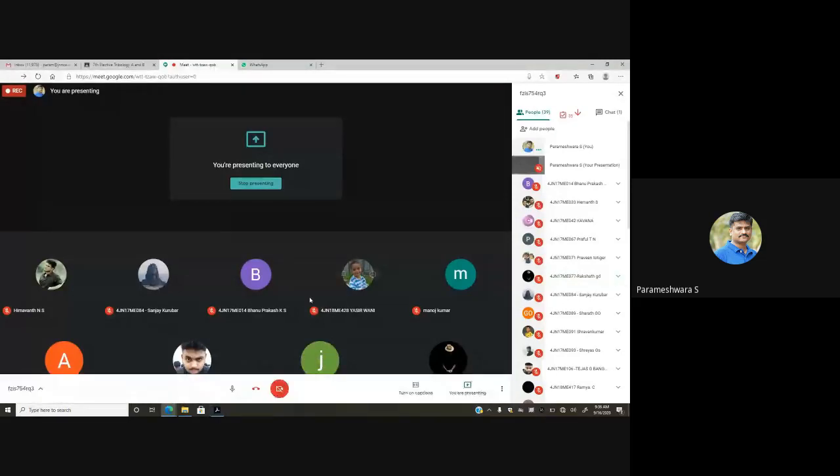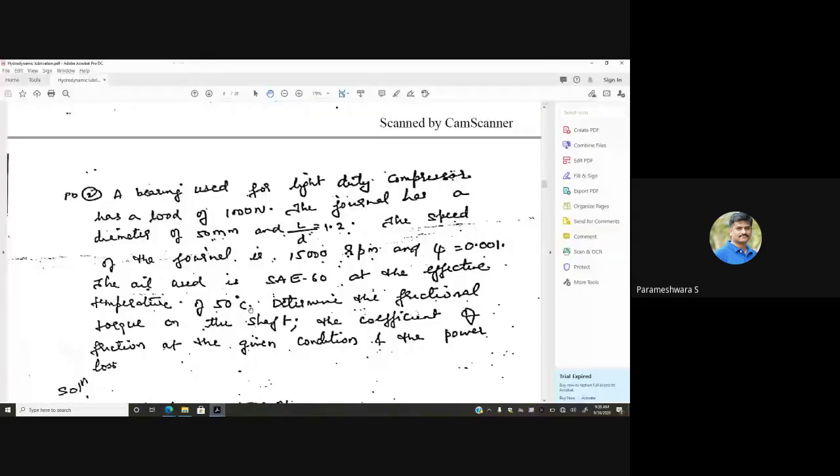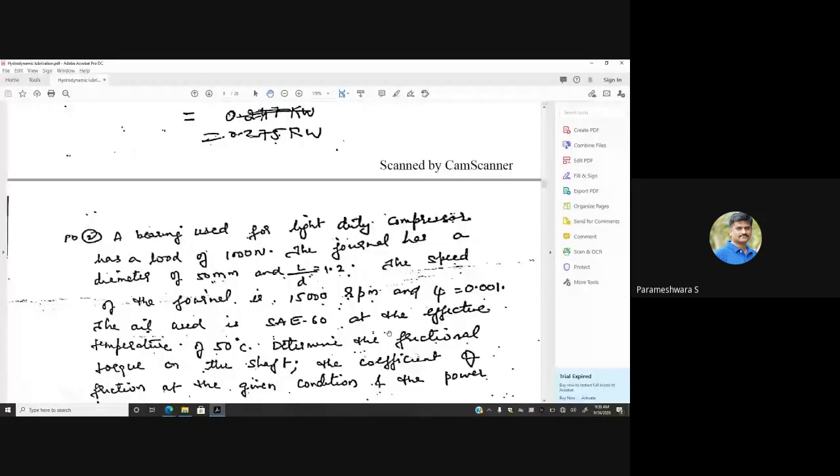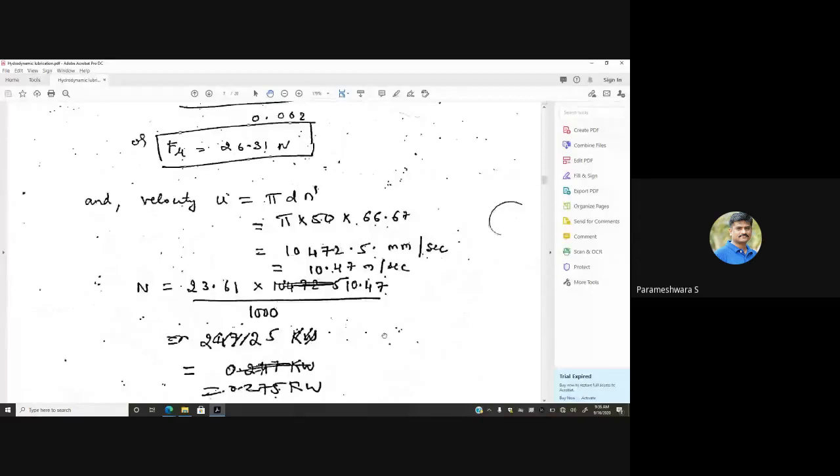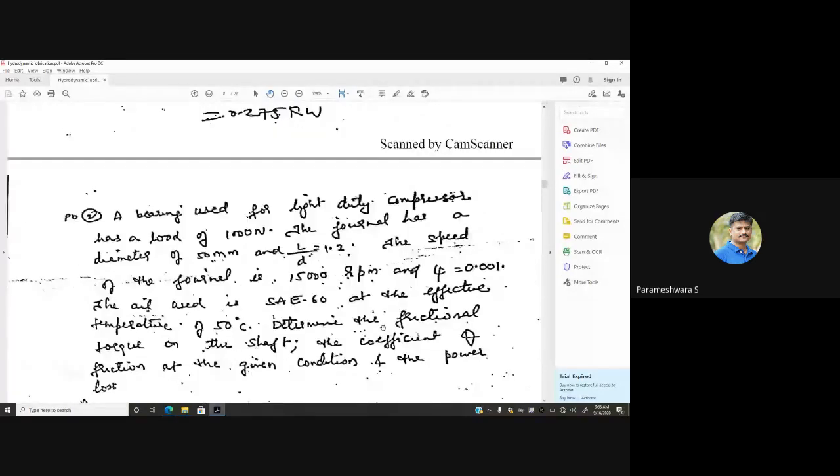So, yesterday I discussed a problem related to lightly loaded journal bearing. Now I will continue with one more problem. That is again on hydrodynamic lubrication.